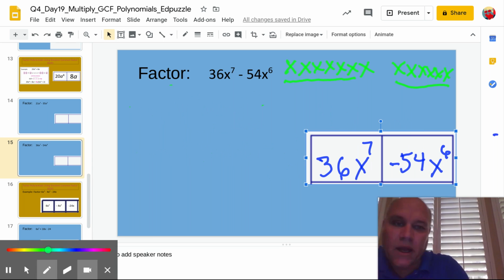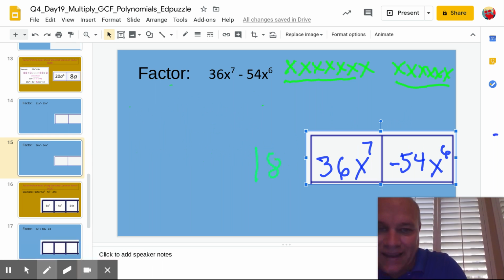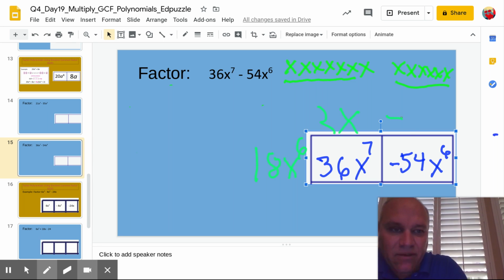Let's do it the right way. Pull out the greatest common factor, which is actually 18x to the 6th power. All right, 18 times what gets me 36? 2. And x to the 6 times x gets me the x to the 7th. 18x to the 6 times what gets you negative 54x to the 6? 18 times negative 3 is going to get me the negative 54. Then x to the 6 times 1 is x to the 6. So it's just 2x minus 3.